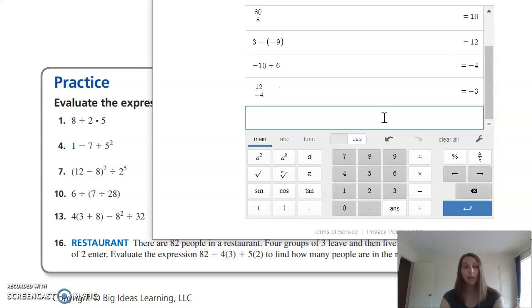We'll go down to number 7. There are parentheses, there are exponents, there's dividing, and there's subtraction, okay? First step is parentheses with PEMDAS. What's inside of our parentheses? 12 minus 8. So let's do 12 minus 8. That leaves us with 4. What is 4 squared, or 4 times 4? Ooh, that did not go well. Okay, 4.